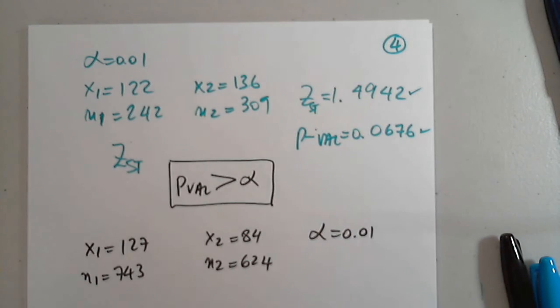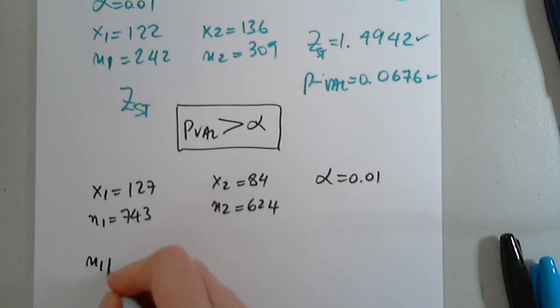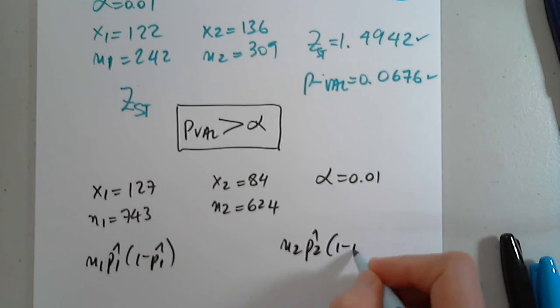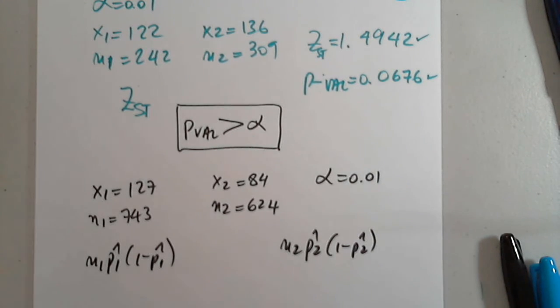So let's determine now and calculate N1 P1 hat (1 minus P1 hat) and N2 P2 hat (1 minus P2 hat). So N1, 743, multiplied by P1 hat. I like to put in parentheses 127 divided by 743. And again, now I need parentheses, 1 minus this number, 127 divided by 743.